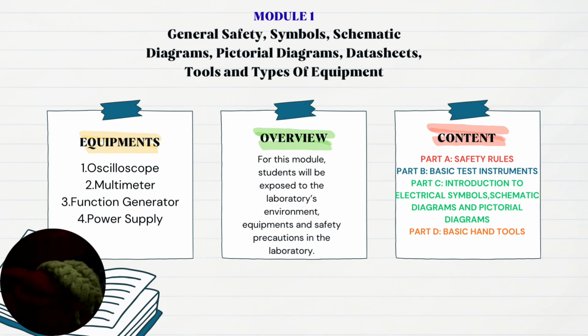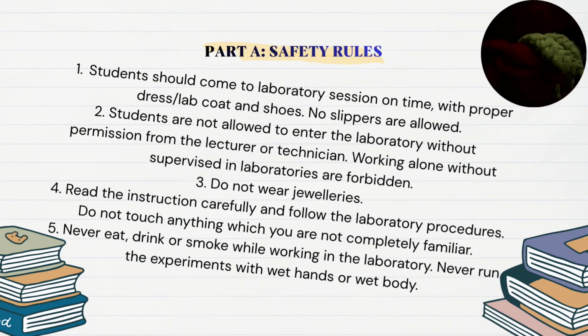Part A is about safety rules. Part B, basic test instruments. Part C, introduction to electrical symbols, schematic diagrams, and pictorial diagrams. And Part D is about basic hand tools. Part A will be discussing about safety rules. Listing here are 5 safety rules.